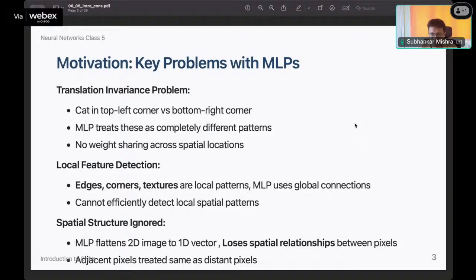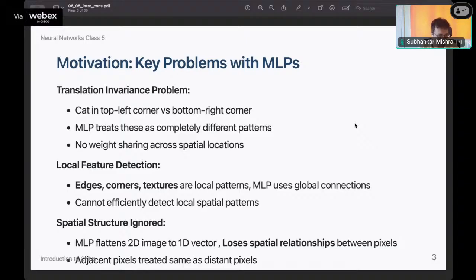One last problem: the MLP will flatten the entire 2D image of rows and columns of pixels into a single 1D vector. So whatever was close in the image, like the first pixel and, let's say there are 22 pixels in a single row, the 22nd pixel, which would have been close, now becomes distant once flattened. So it loses the spatial relationship that was there between the pixels, and adjacent pixels are treated the same as distant pixels. So it doesn't make sense. MLP basically does not work.